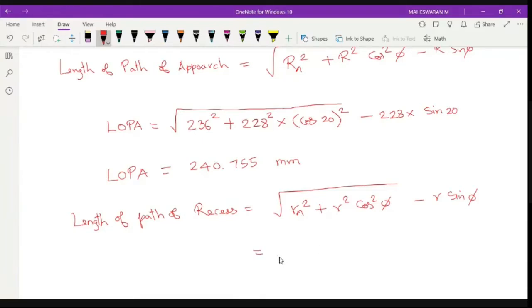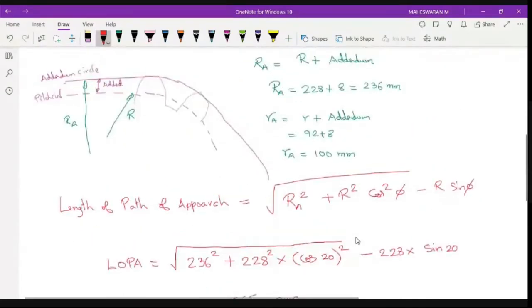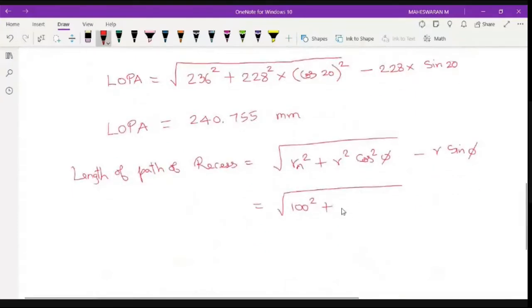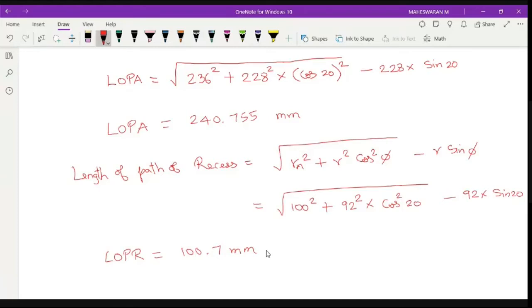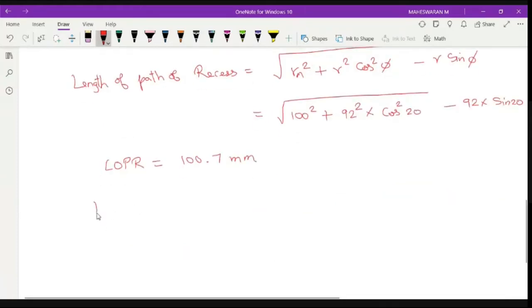Which is equal to root of 100 square plus small r. So what is your small r? 92. Yeah. So it is 92 square into cos square 20 minus 92 into sin 20. Right. So what are you getting? So 100.7. So 100.7 mm.